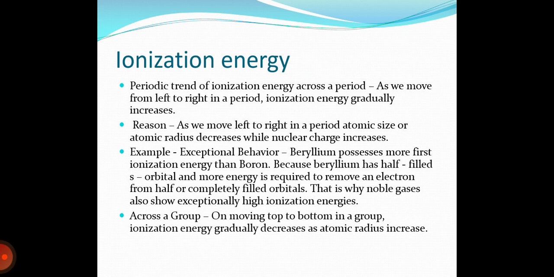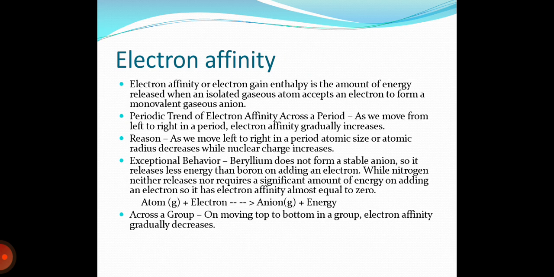Then ionization energy across the group. On moving top to bottom in a group, ionization energy gradually decreases as the atomic radius increases. Electron affinity. Electron affinity or electron gain enthalpy is the amount of energy released when an isolated gaseous atom accepts an electron to form a monovalent gaseous anion.